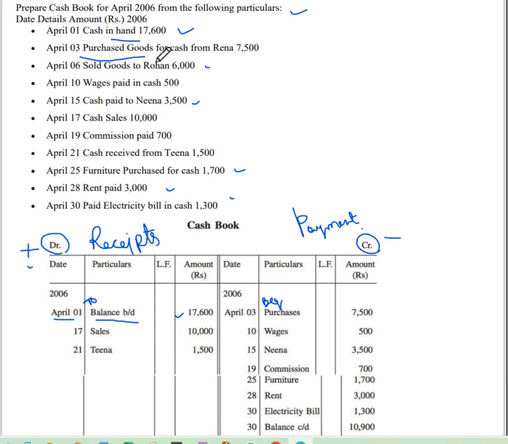So when we are purchasing goods, cash is going out and we are paying that to RENA. When cash is going out, it is a payment, cash is deducting, so that is the credit side. On April 3rd, purchases by purchasers 17,500. You can say in a bracket, paid to RENA. Okay, next. On April 6th, sold goods to Rohan.